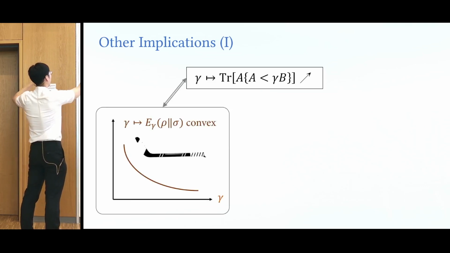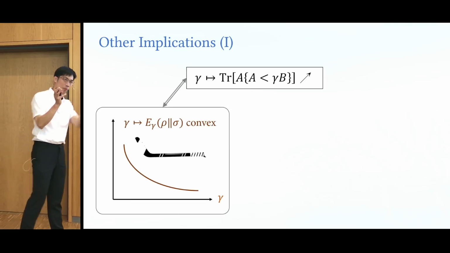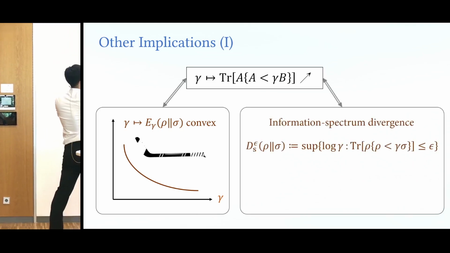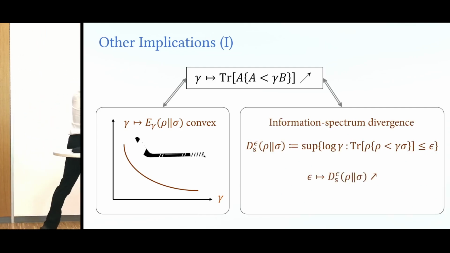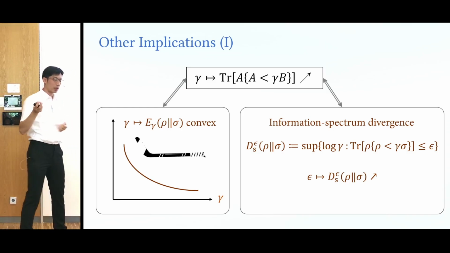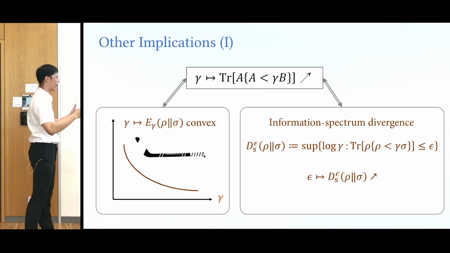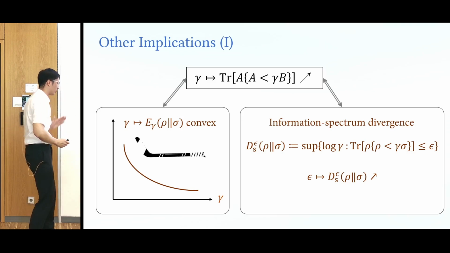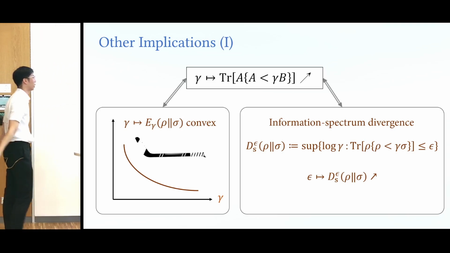Actually, this monotonicity is equivalent to the convexity of the hockey stick divergence mentioned yesterday by Christophe. And it's also equivalent to another quantity called information spectrum divergence proposed by Hayashi and Marco. And this quantity is increasing in epsilon. So on Thursday, we'll see in Bartosz's talk that there are many smooth quantities, and for any smooth quantity, if you relax the error tolerance, the error ball, then the distinguishability increases. This is also true for hypothesis testing divergence, and also information spectrum divergence.